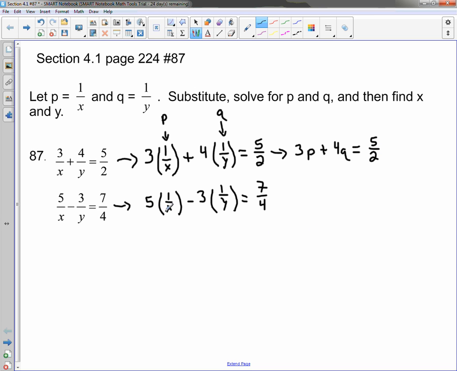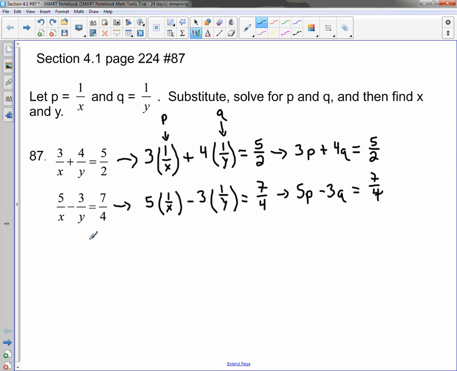In my second equation, again, I want to get rid of the 1 over X for P. That's going to give me 5P minus 3, get rid of the 1 over Y for Q, and that equals 7 over 4. Okay, so what we've done so far is we've taken our equations and manipulated them into a form that we're comfortable with, which is 3P plus 4Q equals 5 over 2, and 5P minus 3Q equals 7 over 4.